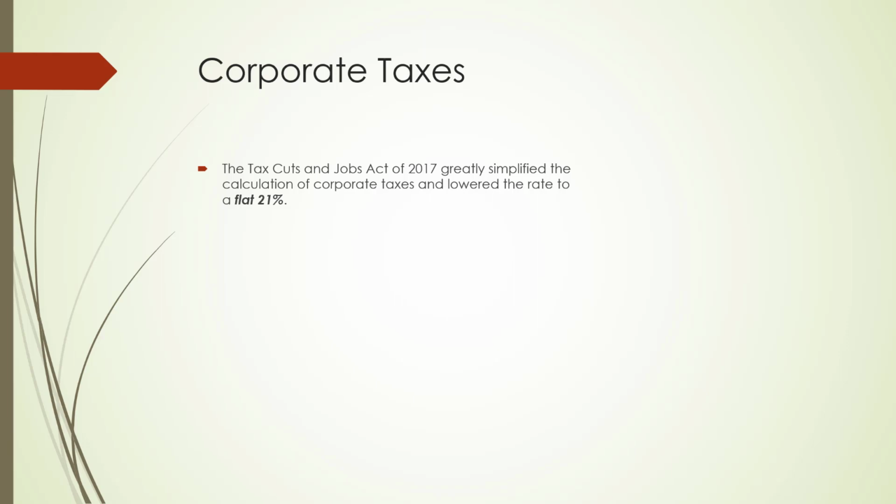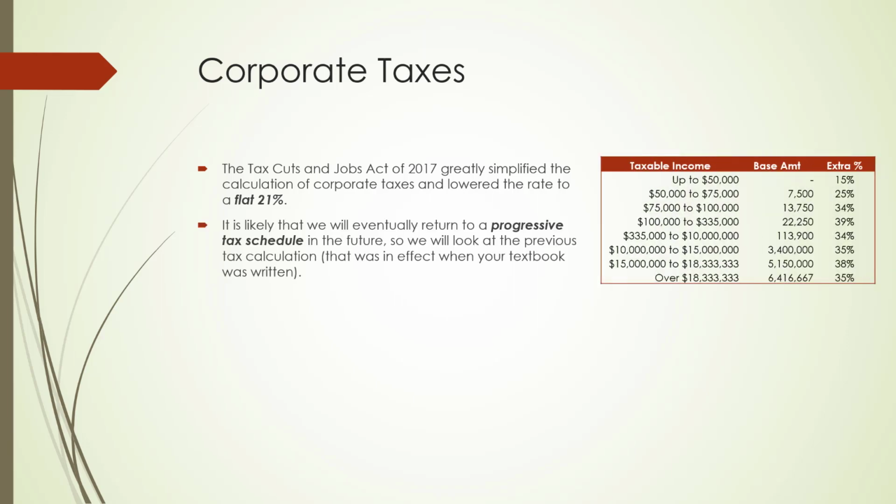But we're going to look at how it was calculated earlier because we'll probably go back to a system like this at some point in the future. So you can see the tax table here, and this is prior to the Tax Cuts and Jobs Act of 2017. And the way that a progressive system works is on the first chunk of income you pay one rate. On the next chunk of income you pay a little bit higher rate. On the next chunk you pay a higher rate, and so on. And so you can see that the first $50,000 was taxed at 15%. The next $25,000 was taxed at 25%. The next $25,000 at 34%, and so on.